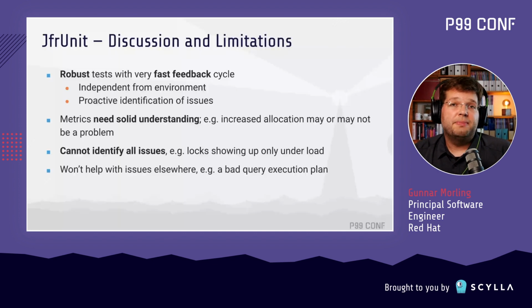So I hope I could make the case that with JfrUnit we can implement very robust performance regression tests. By relying on those proxy metrics, we didn't depend on the specifics of the environment. So it doesn't matter: is this test executed on your laptop? Is it executed on a production-like environment? Is there much concurrent load, really? Those proxy metrics, they are very stable. So I got robust tests, which is very nice.